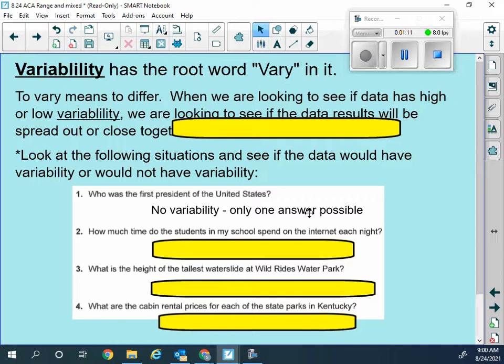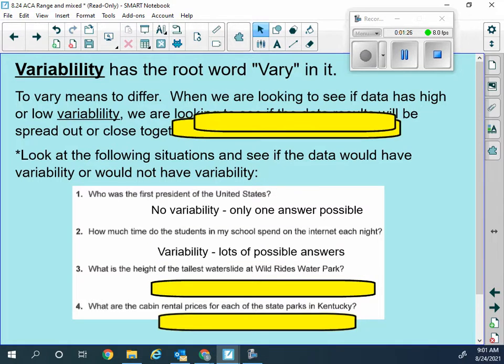Okay? Let's look at the next one. How much time do the students in my school spend on the internet each night? What do you think? High variability or low variability? High, because every single one of you, just in this room alone, spend different amounts on the internet, right? So that would have a high variability, okay? What is the height of the tallest water slide at Wild Rides Water Park? Right, low variability because there's only one height for that one water slide, okay?